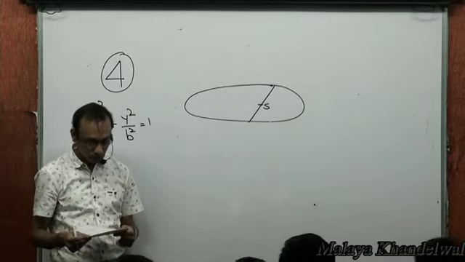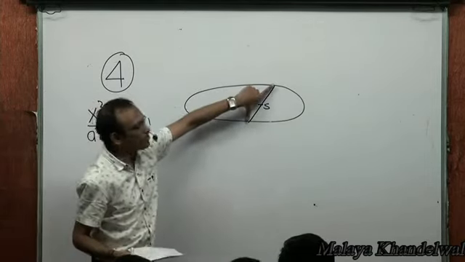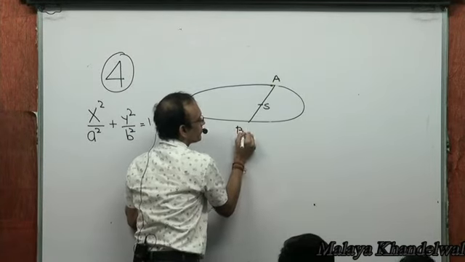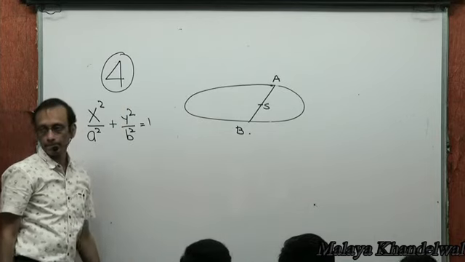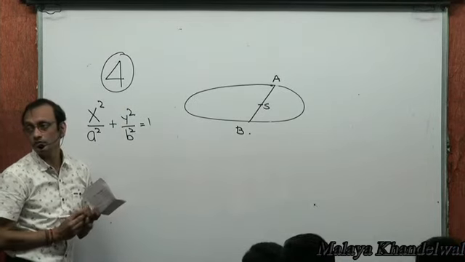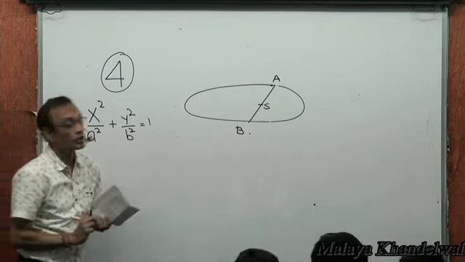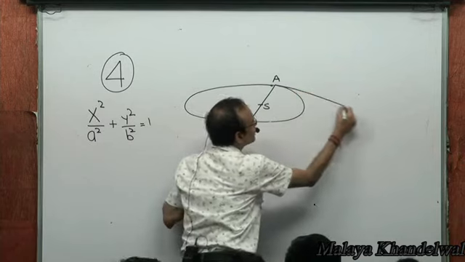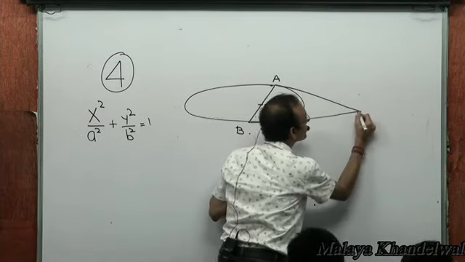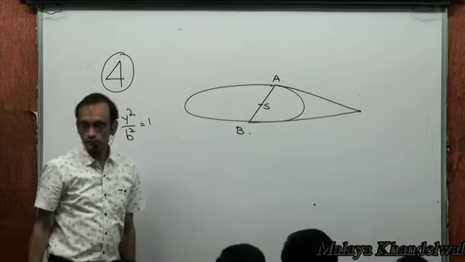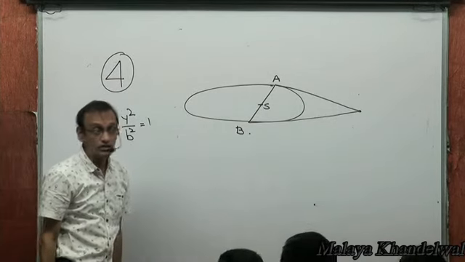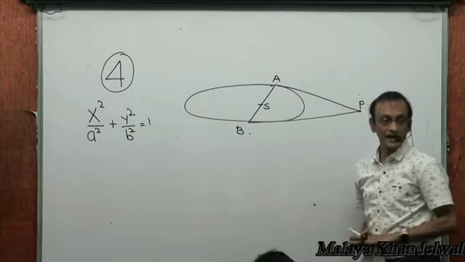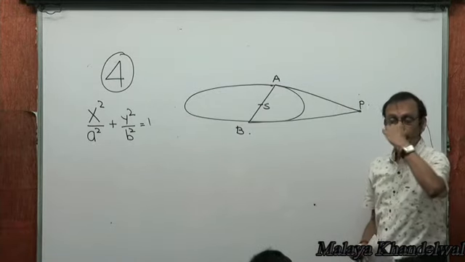Now, this is a focal chord AB. How many focal chords can there be? Infinite focal chords. Every time you draw a focal chord AB, you can draw tangents at the extremities of the focal chord, and these tangents intersect at the point P.